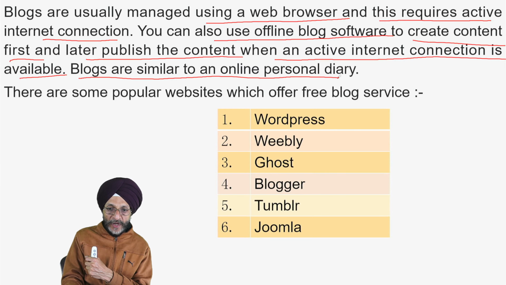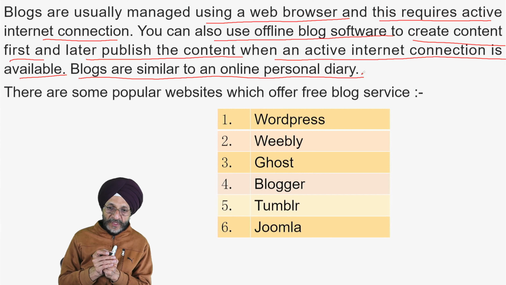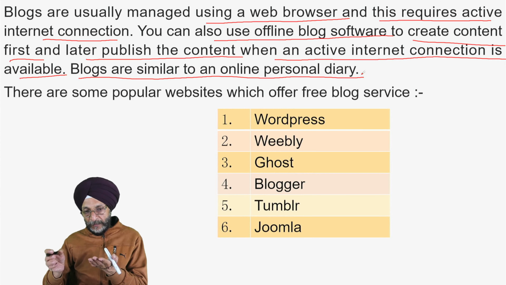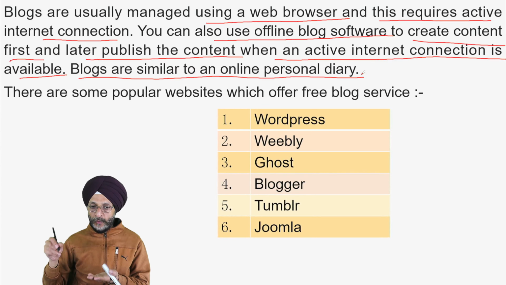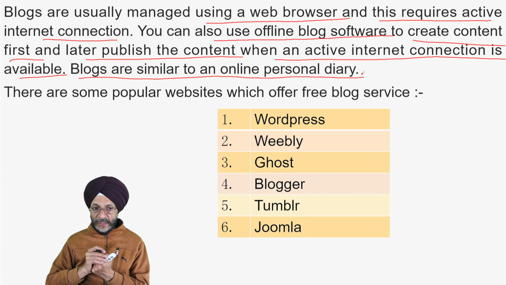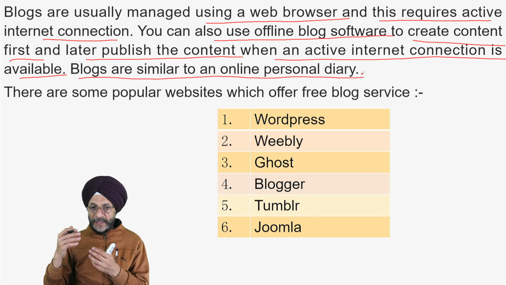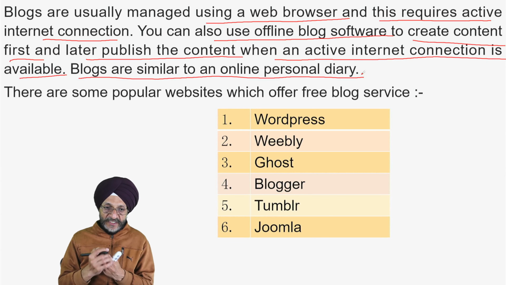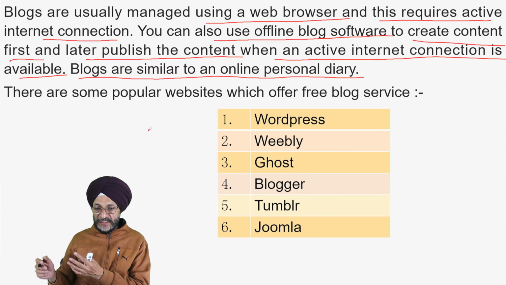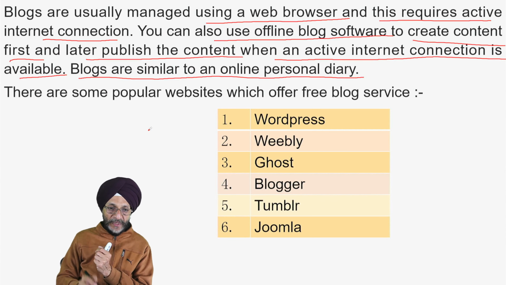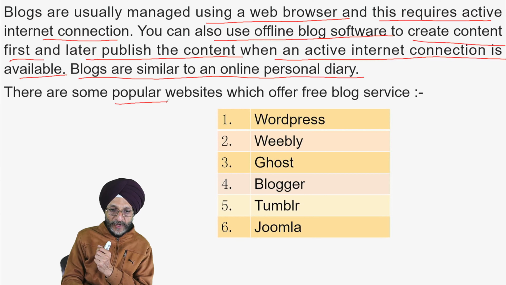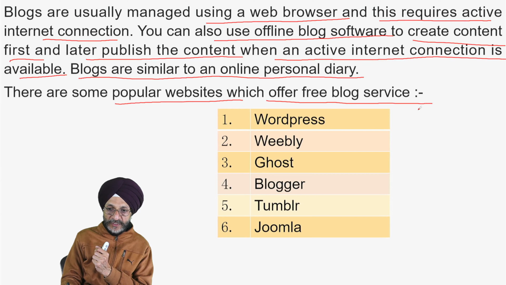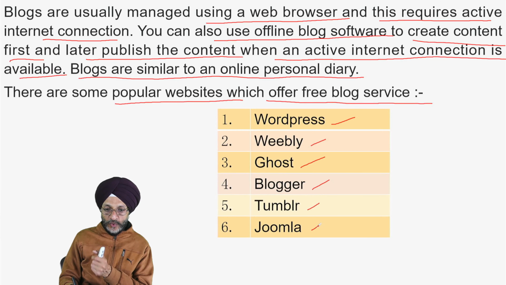Blogs are similar to an online personal diary. A personal diary may be something you maintain in physical form, but blogs are like your personal diary which is online. That is, other people can see it. But a physical personal diary is not open to the public. There are some popular websites which offer free blog services such as WordPress, Weebly, Ghost, Blogger, Tumblr, and Joomla.